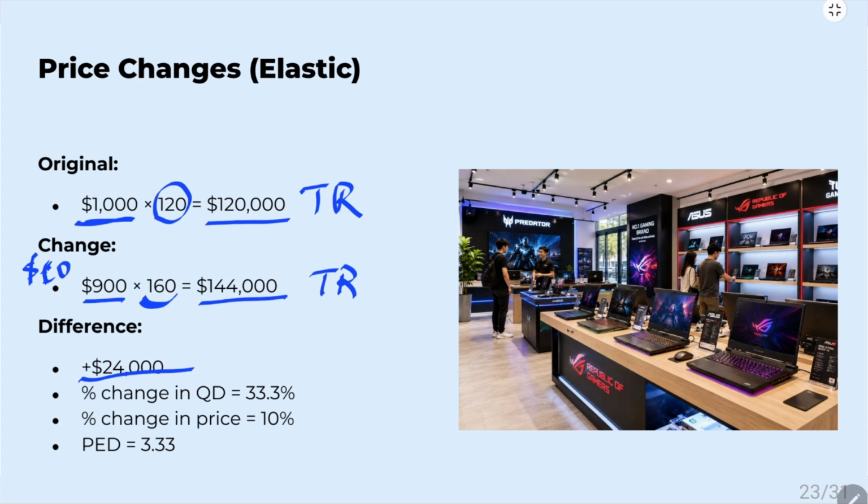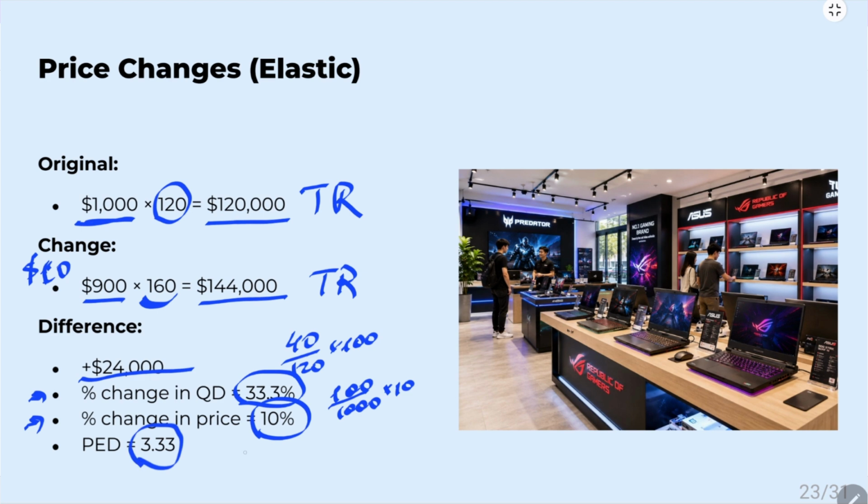Next, we calculate price elasticity of demand. Quantity demanded increased by 40 units. We divide 40 by the original quantity of 120 and multiply by 100, giving us a 33.3% change in quantity demanded. The price decreased by $100. We divide 100 by the original price of $1,000 and multiply by 100, giving us a 10% change in price. Finally, we divide 33.3% by 10%, which gives us a price elasticity of demand of 3.33. Since the answer is greater than 1, demand is price elastic.